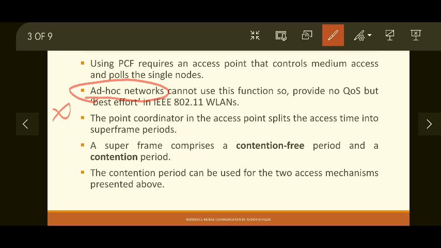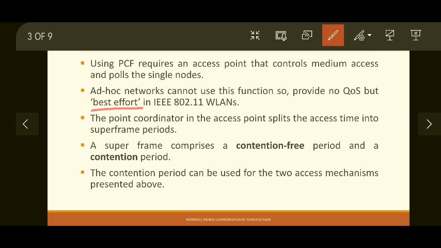Okay, so ad hoc networks cannot use this function, so it does not provide any kind of quality of service. There is no central authority to manage the quality of service, so best effort services are provided in this case. The point coordinator, which is usually the access point, splits the access time into super frame periods. So the entire time duration is divided into super frame periods. Why super frames? Let's see that.